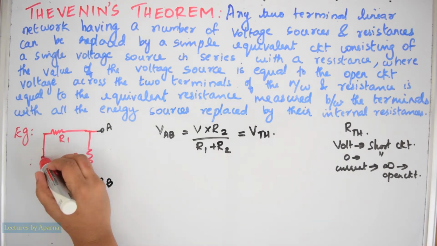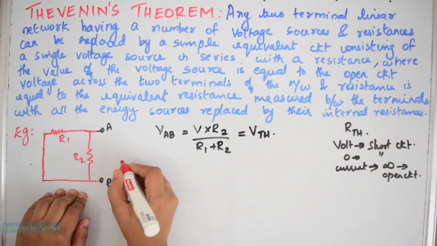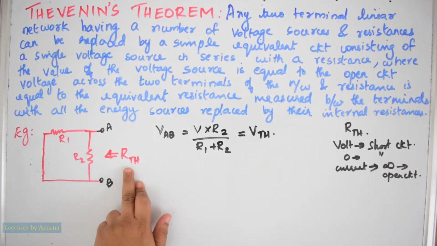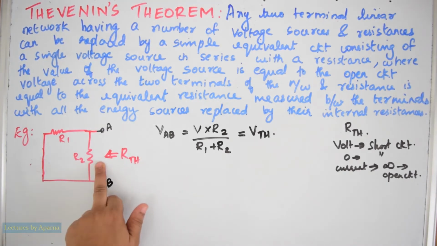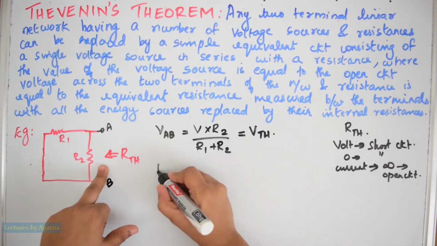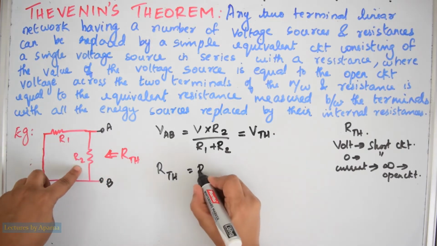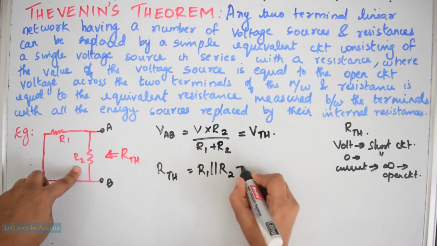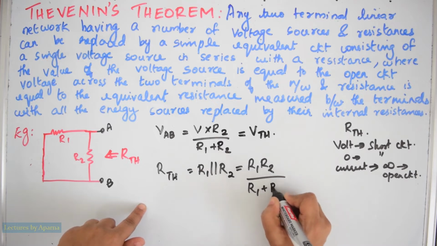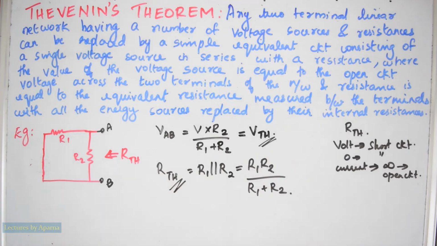Let us short circuit this. Okay, and after this process we have to find the RTH, the effective resistance from this side, which will be RTH equal to, here it is R1 parallel to R2, therefore this will be equal to R1 R2 by R1 plus R2. So thus we got VTH and RTH.